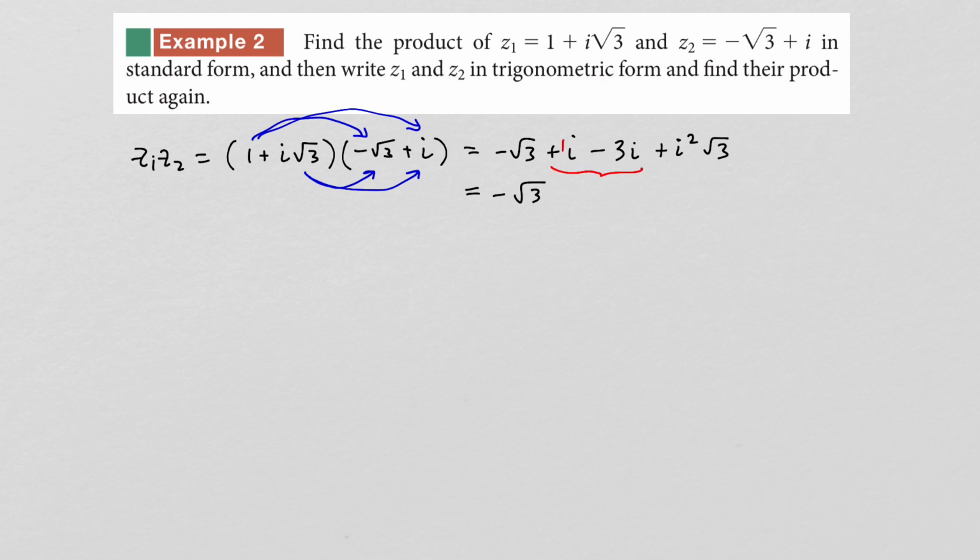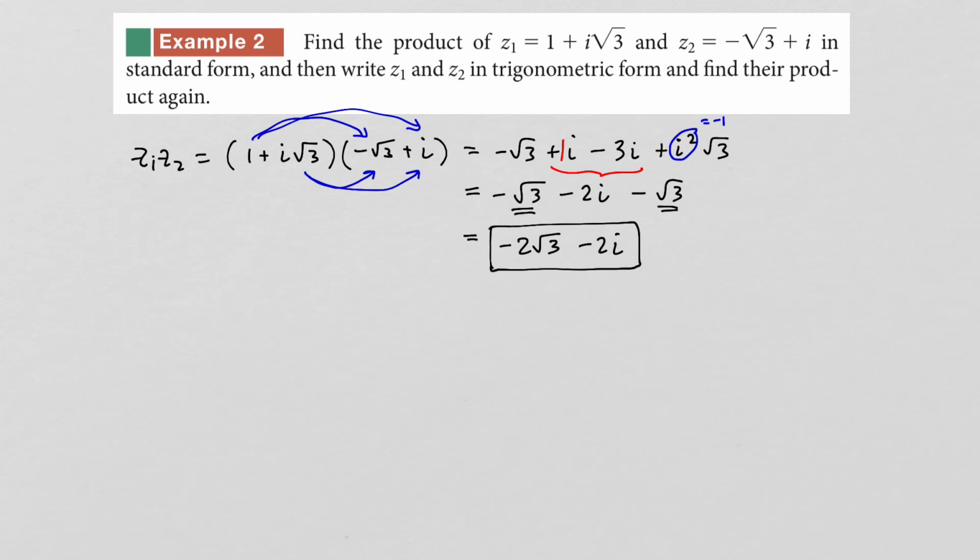And then here we have positive 1i, take away 3i, that's negative 2i. And i squared here, remember that's equal to negative 1. And so that just ends up being negative radical 3. Combining negative radical 3 and negative radical 3, we get negative 2 radical 3 minus 2i. So here is the product of those two numbers in standard form.